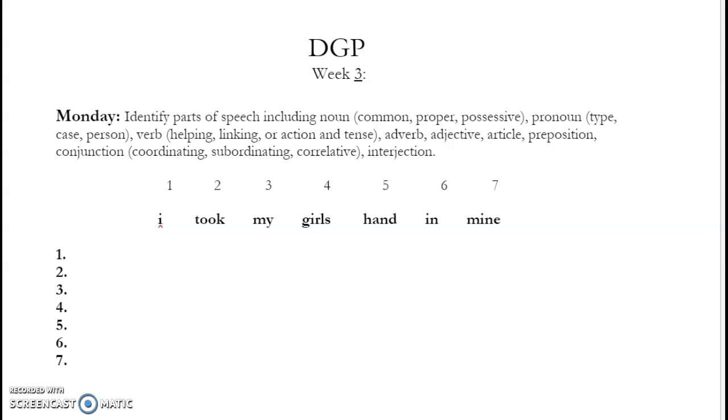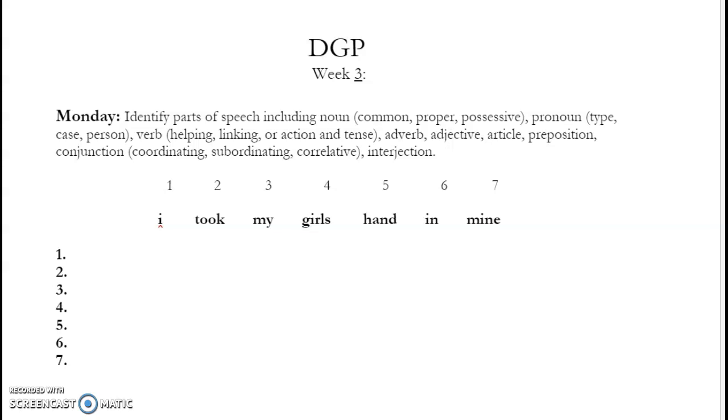So once you figure that out, you need to decide what type of pronoun it is. Is it subjective, in the subject? Is it possessive, showing ownership, like mine, your, theirs, right? Those are showing ownership. Or is it objective, meaning it is after the predicate or after our verb in the predicate? Okay?